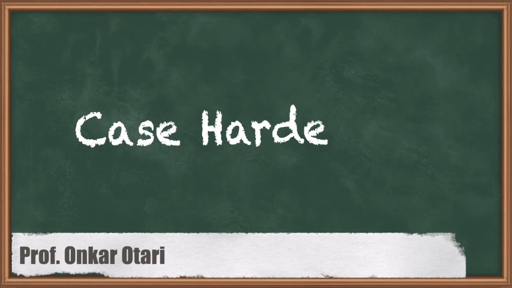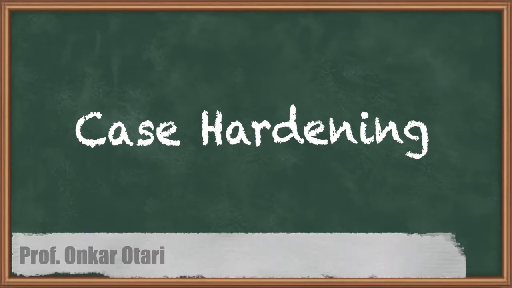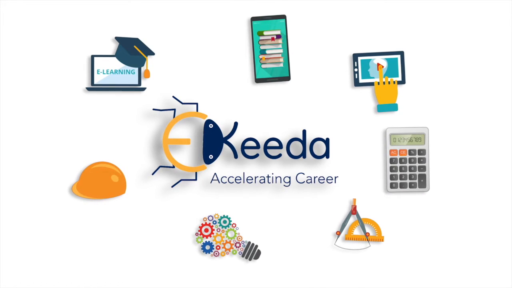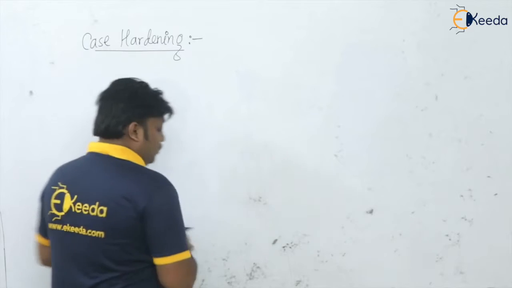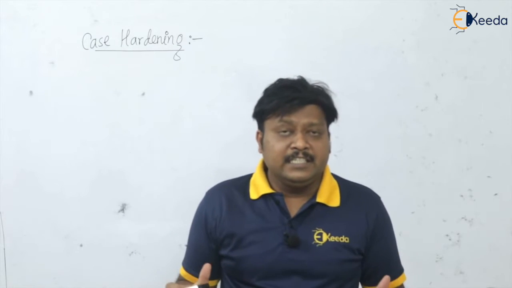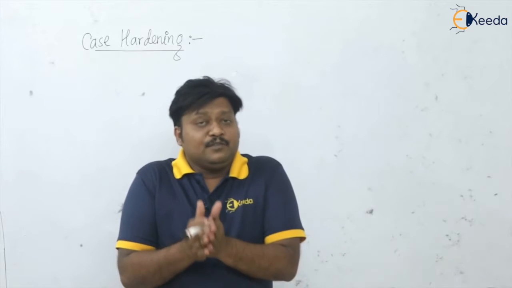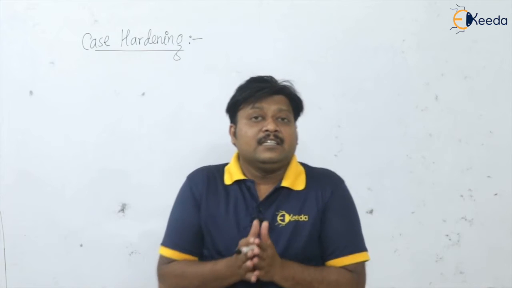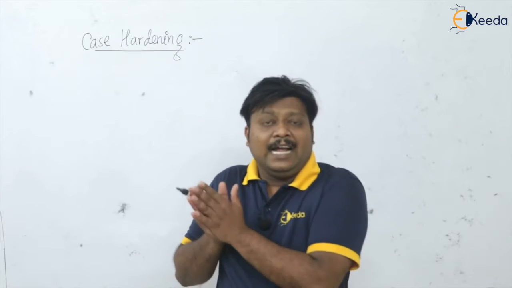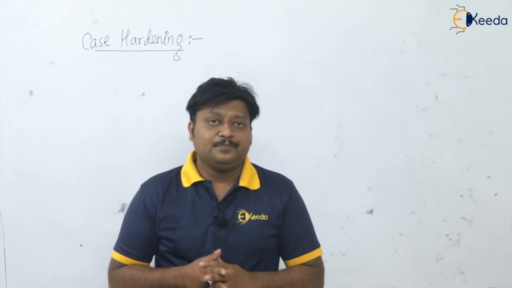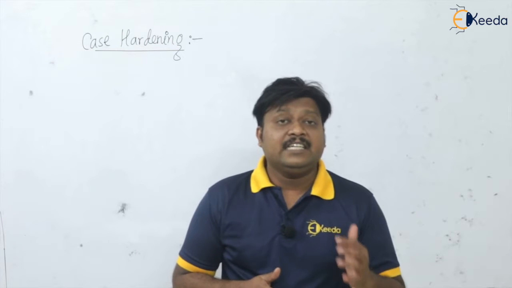Dear students, now we are going to see the next heat treatment process, which is case hardening. In this process, the hardness of the surface is increased or improved by diffusing elements like carbon and nitrogen at the interstitial sites of the component. So this is known as case hardening.